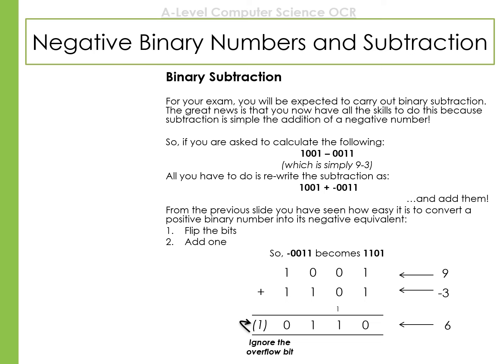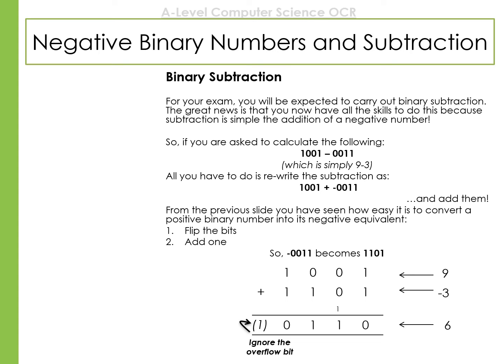Now in our exam you're going to be expected to do binary subtraction as well. Actually, it's really simple to do all of this, because to do subtraction all you need to do is add a negative number, as we looked at the start of the lesson. If you're asked to calculate 9 minus 3, all we have to do is rewrite the subtraction: 9 plus minus 3.